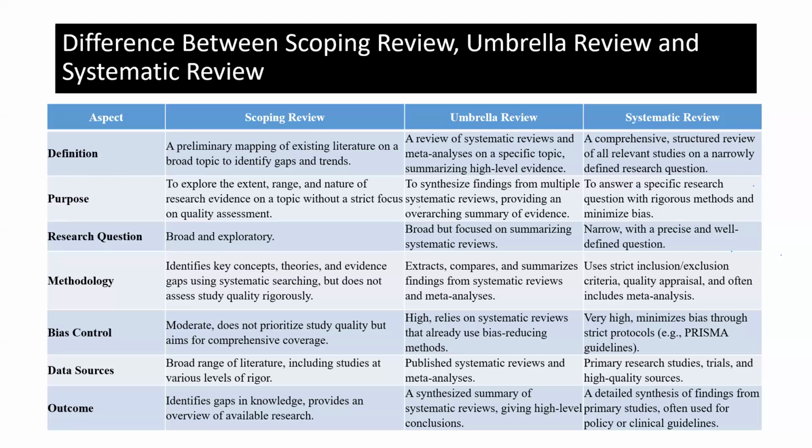A systematic review is a comprehensive, structured review of all the relevant studies on a narrowly defined research question. And the umbrella review sits on top of systematic reviews, and it reviews the systematic reviews and meta-analyses on a specific topic, summarizing a high level of evidence. Now you see, systematic reviews are also subject to bias.